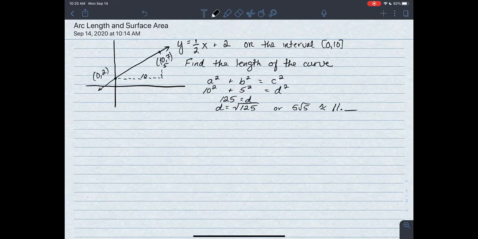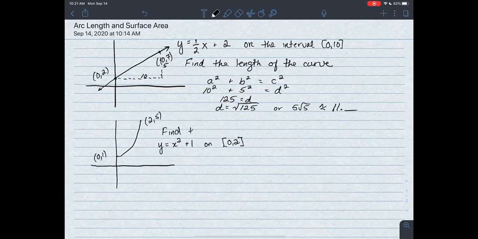So let's draw one that's not a straight line. Let's go from 0, 1 to 2, 5. Let's make this y equals x squared plus 1 on the interval 0 to 2. So we're going to find that length. y equals x squared plus 1 on the interval 0 to 2.